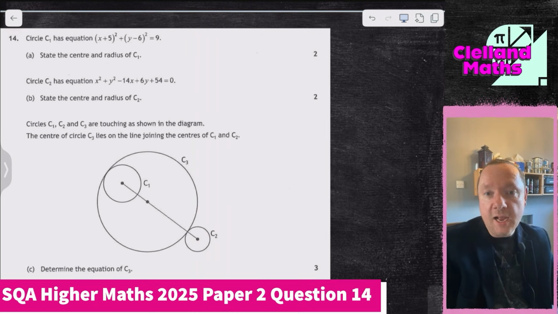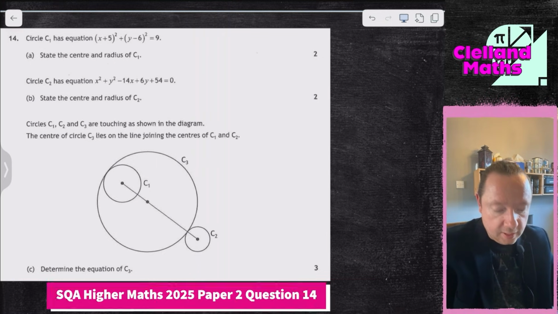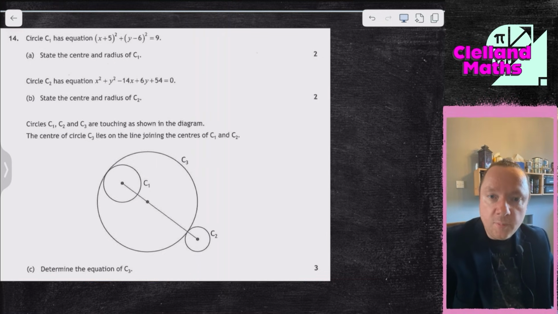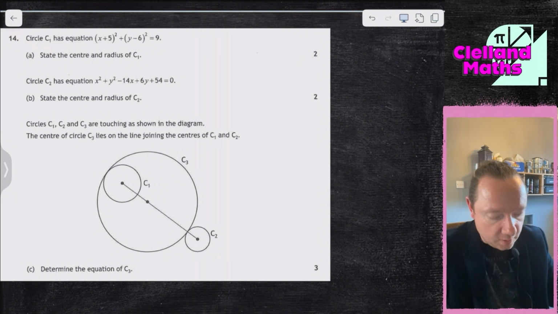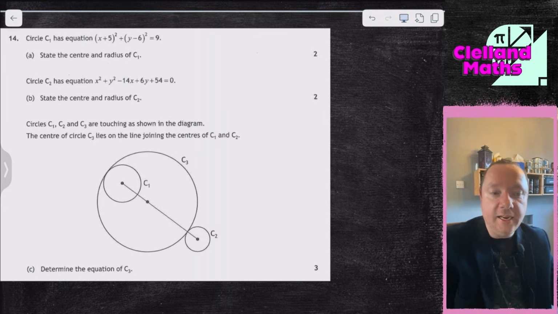SQA Higher Maths 2025, Paper 2, Question 14. This was a doozy, this one. I think a lot of people found this hard, so let's get into it. Circle C1 has equation (x plus 5) squared plus (y minus 6) squared equals 9. Find the centre and the radius.